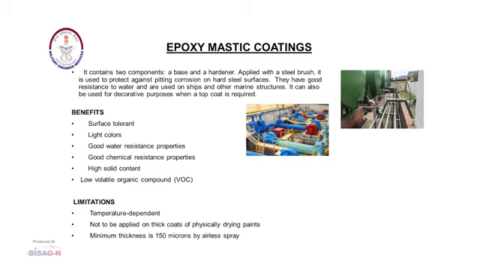It contains two components, a base and a hardener. Applied with a steel brush, it is used to protect against pitting corrosion on hard steel surfaces. Mastics are among the most versatile coatings for industrial and marine use. They have good resistance to water and are used on ships and other marine structures. It can also be used for decorative purposes when a top coat is required.